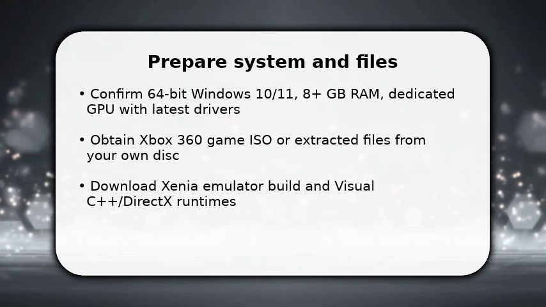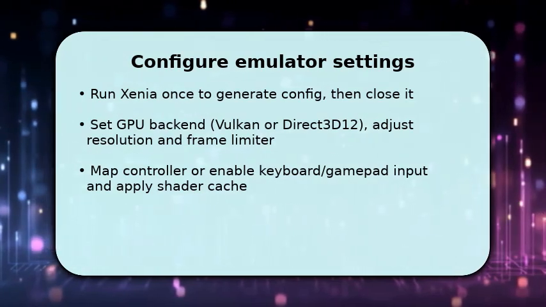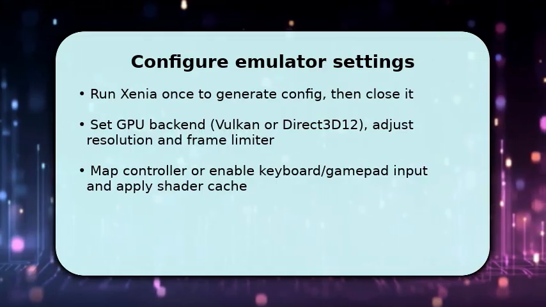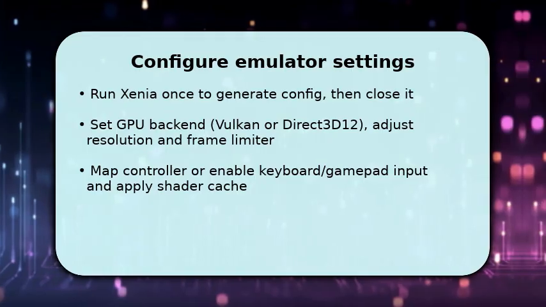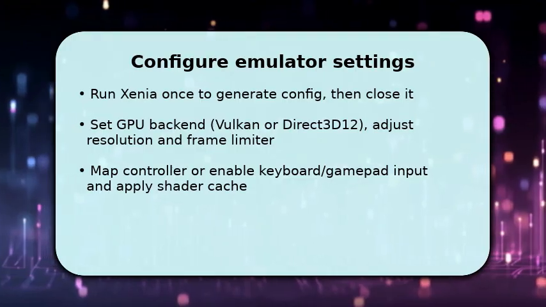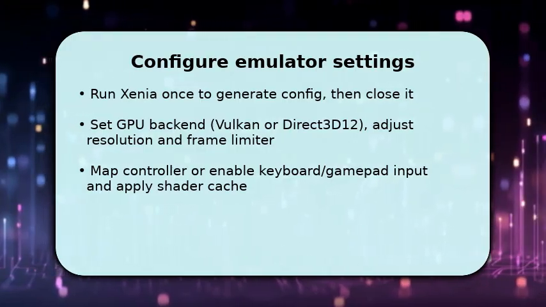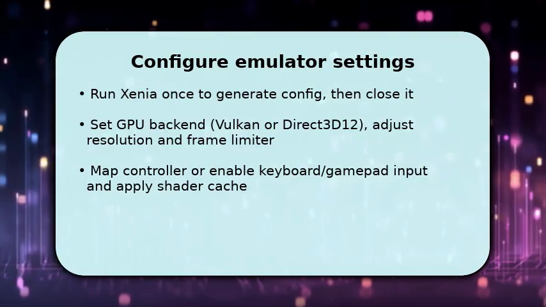next setup phase. Open Xenia to create its config files, then close the program to edit them. Change the GPU backend to Vulkan if available for better compatibility, and switch to Direct3D12 only if Vulkan fails. Set output resolution and enable the FPS limiter to match 30 or 60 frames per second depending on the title.